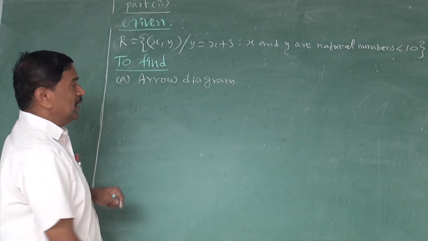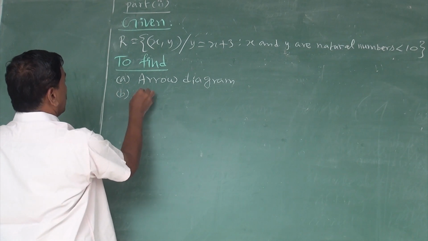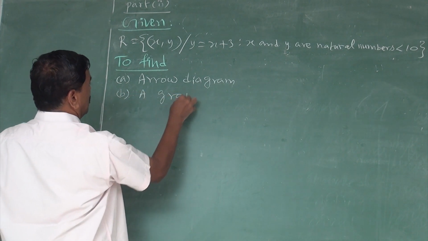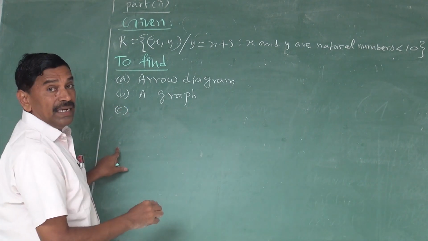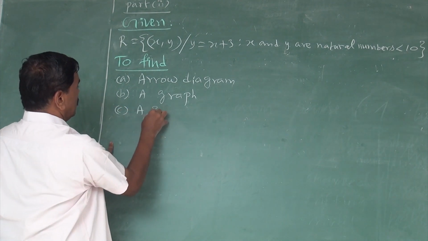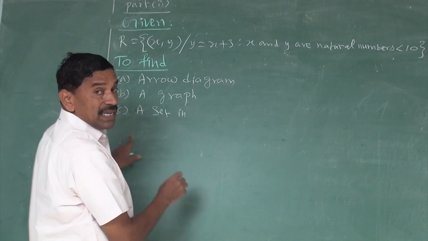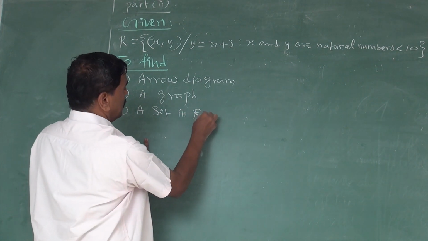Okay. Subdivision B, a graph. Subdivision C, a set in roster form. A set in roster form.